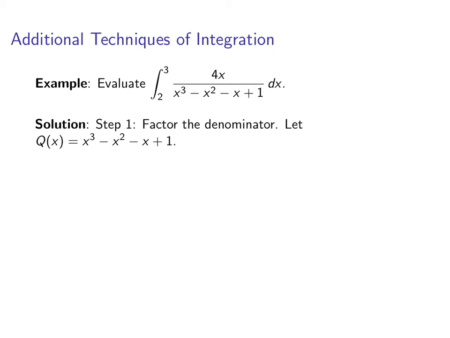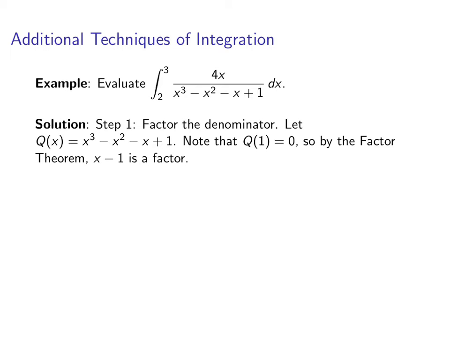So I'm going to let q of x be that denominator so that I can work with that. I want you to notice something. If you plug in 1 into q, you're going to get 0. And that means something. We have something from pre-calculus called the Factor Theorem. If 1 is a root of a polynomial, that means the corresponding thing, x minus 1, is a factor. So we can factor out x minus 1 from this. That means if we take x cubed minus x squared minus x plus 1 and divide that by x minus 1, we should not get a remainder.